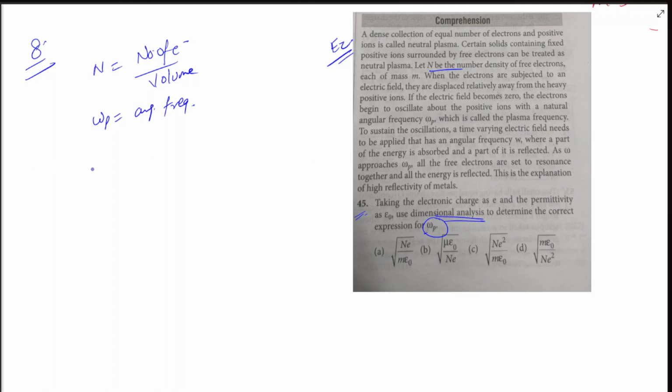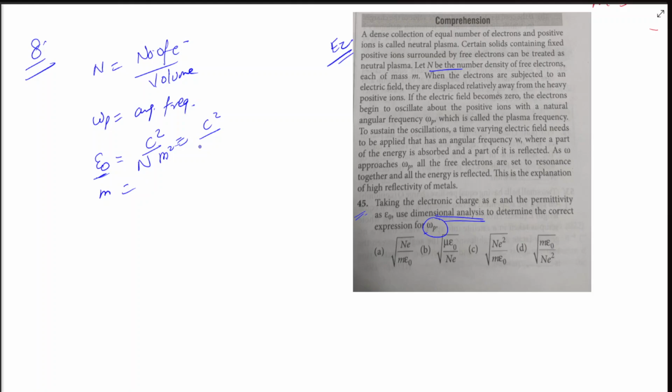So omega p, we have to find by dimensional analysis. Actually, I'm not using dimensional analysis here. I'll just write the units and then resolve it. This is comparatively fast. Let me show you. So what is the unit of epsilon naught? It's Coulomb square upon Newton meter square, right? Let's resolve it further.